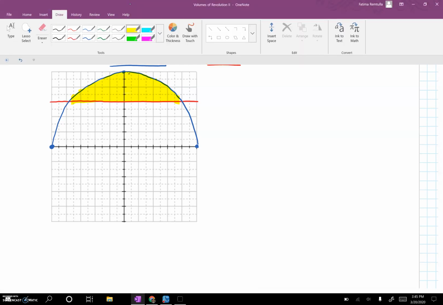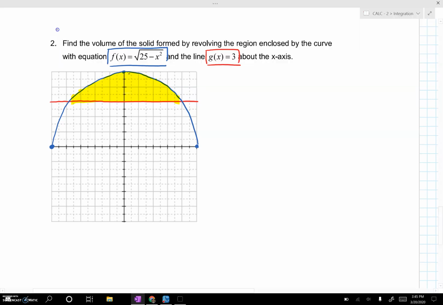But again, I need to know which is my top function and my bottom function. So looking at my diagram here, the top function is the half circle, and my bottom function is my line. The next thing I need to figure out is where they intersect. Now, let's say your drawing again isn't up to par. How would I do this?